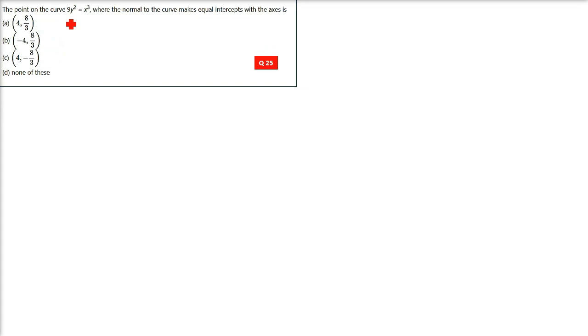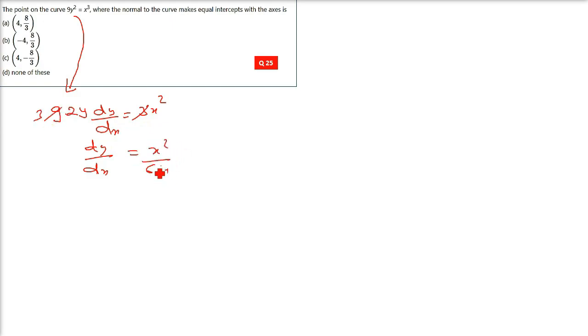The point on the curve, this one, where the normal to the curve makes equal intercepts with the axes. So I'll just give you the idea of what it means, because the whole question is based on the equal intercept. If you understand that, this question is quite easy. Otherwise, it may be difficult for some people. So we have this, I'm differentiating it. 2y dy by dx equals x cube, which is 3x square. dy by dx is 3x square divided by 2y. This is the slope of the tangent. Now for the normal to the curve, we have normal and tangent. If you multiply their slopes, it is going to be -1.